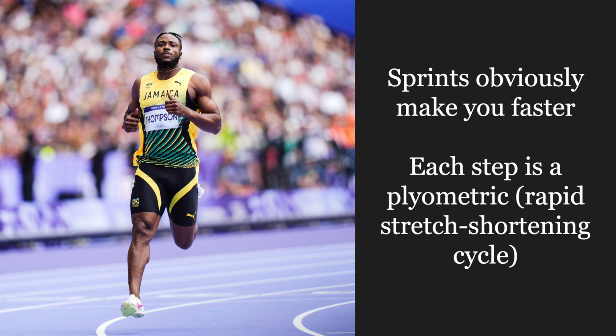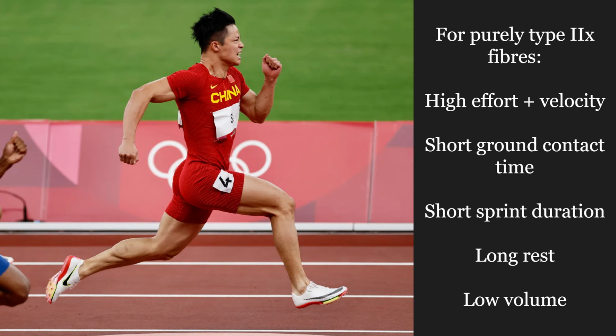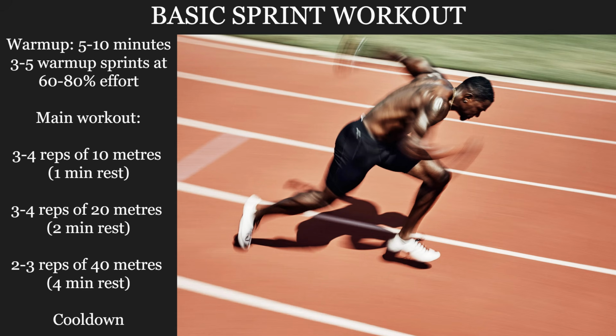And the next kind of workout is sprinting. So sprinting is obviously very important for speed. Obviously, they're going to make you much faster. And technically, each step of a sprint is actually a plyometric. For fast twitch muscle specifically, we want very high effort, short ground contact time, short sprint duration, plenty of rest, and pretty low volume. So an example sprint workout for speed would be starting with a warm-up.